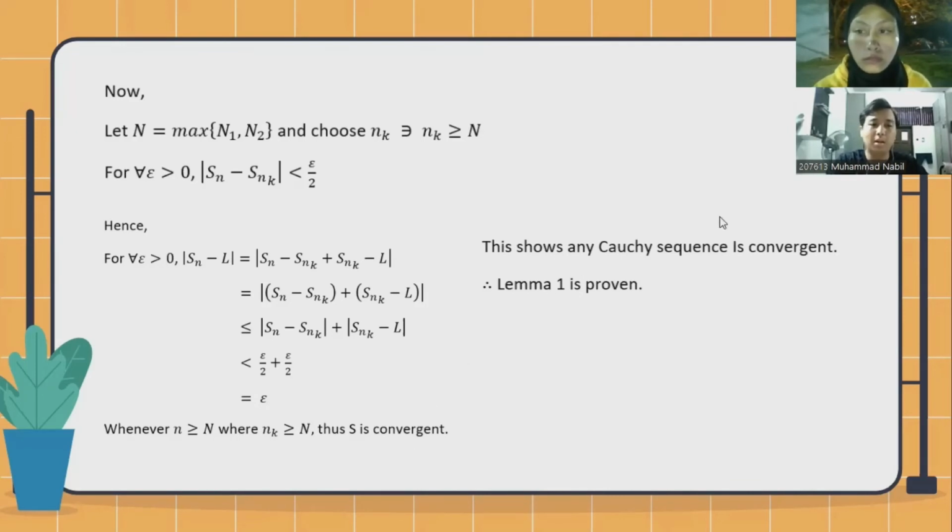This is less than or equal to |Sn minus Snk| plus |Snk minus L|, which is less than epsilon over 2 plus epsilon over 2, equal to epsilon, whenever n is greater than or equal to capital N, where nk is greater than or equal to capital N. Thus, S is convergent. This solution shows any Cauchy sequence is convergent. Hence, Lemma 1 is proven.